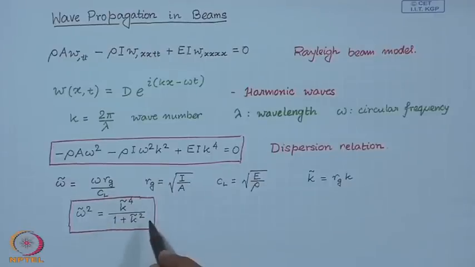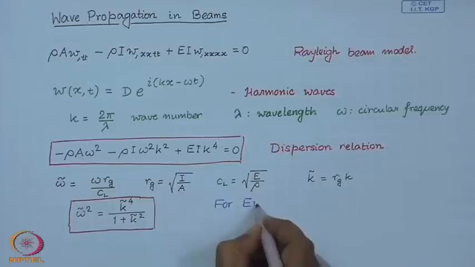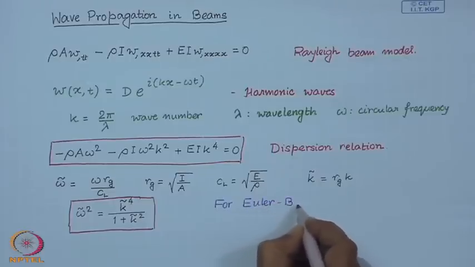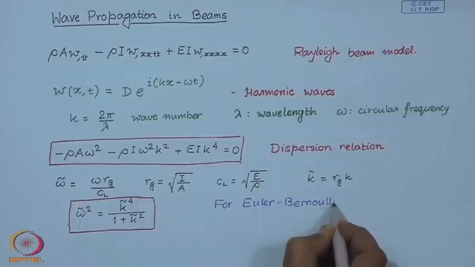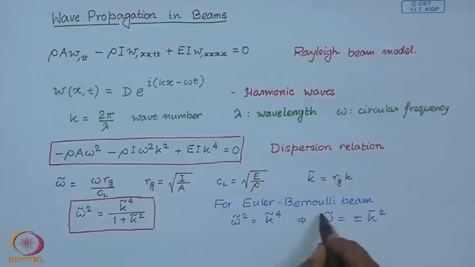Now, in the case of an Euler-Bernoulli beam, for an Euler-Bernoulli beam, this relation implies that, so this is the dispersion relation for the Euler-Bernoulli beam.